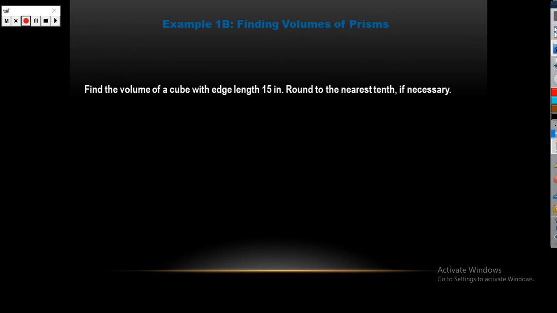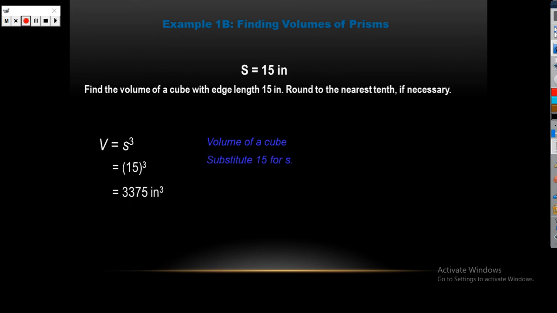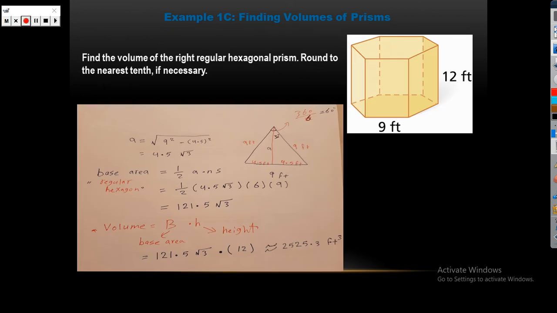Okay, the second one is find the volume of a cube with edge length 15 inches, round to the nearest tenths. Okay, so S equals 15. So now we said before V equals S cubed. So the volume is S cubed. So 15 cubed, which is 3,375 inches cubed. Okay, this example is really important.